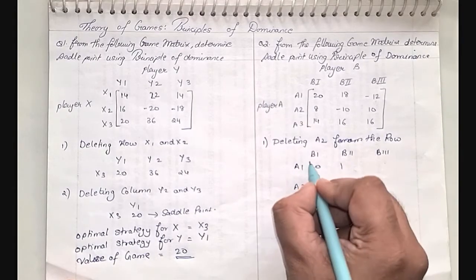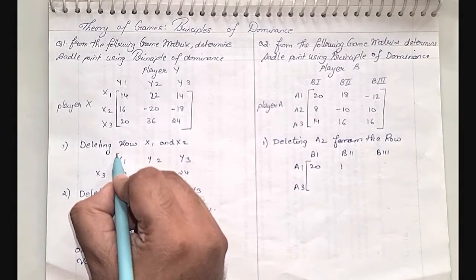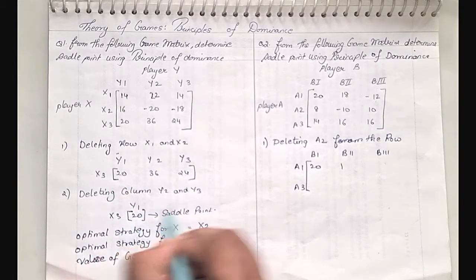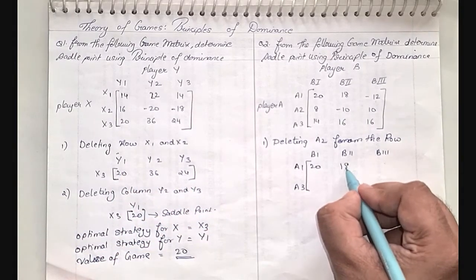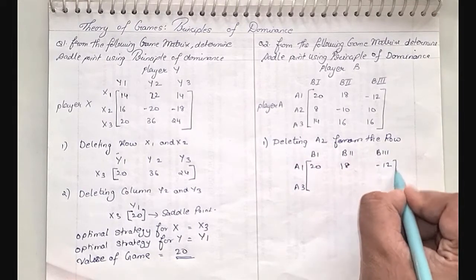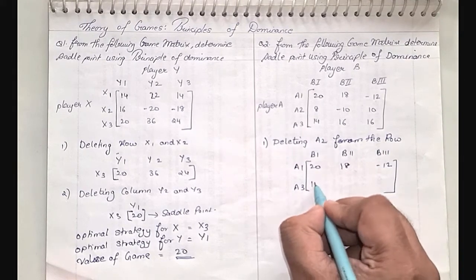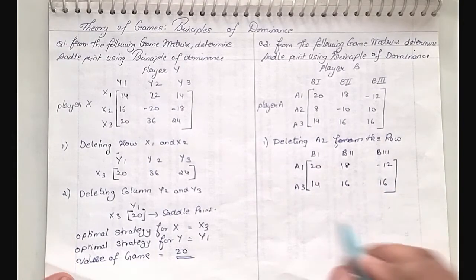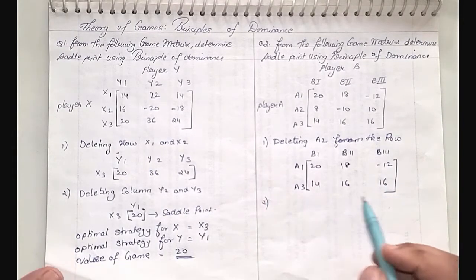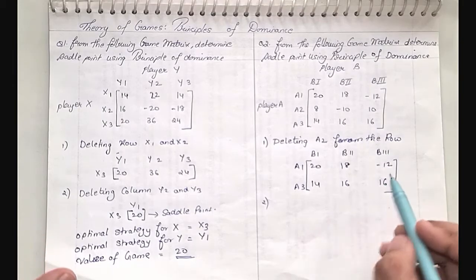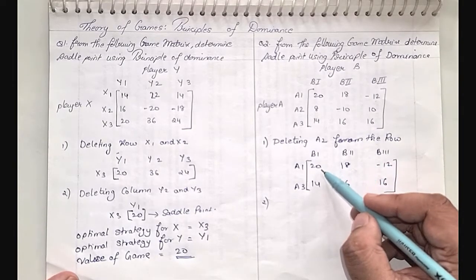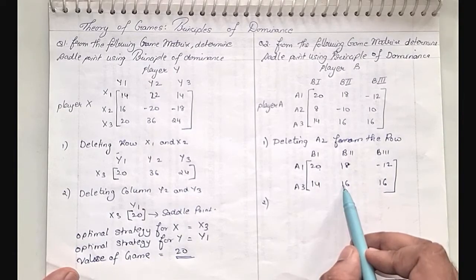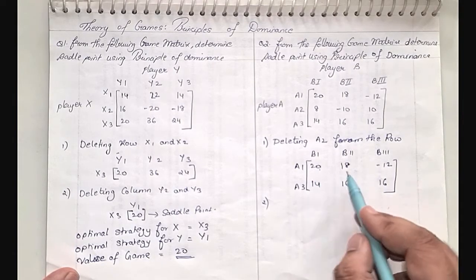So 20, I'll mark it out. Even I would have marked it here. This would have been the point. Okay, so 20, 18, negative 12, and I have here 14, 16 and another 16. Okay, now from the column point of view, check which column is greater than the other ones. Now 20 is greater than 18, but 14 is not greater than 16, so I can't reduce it.